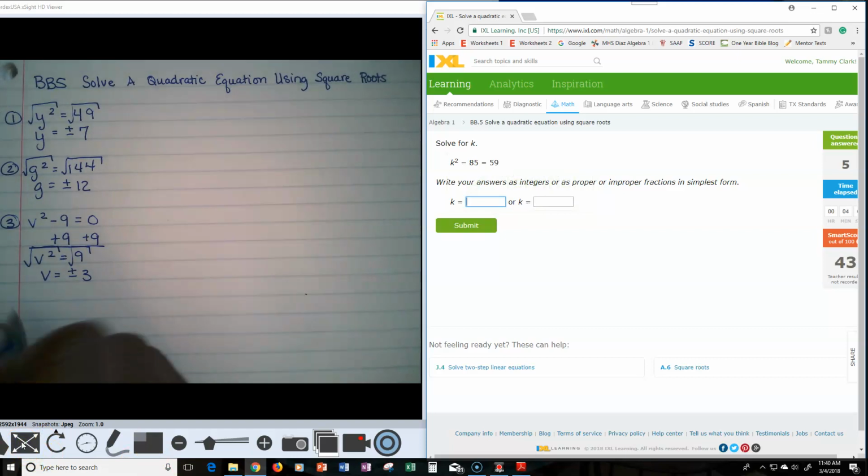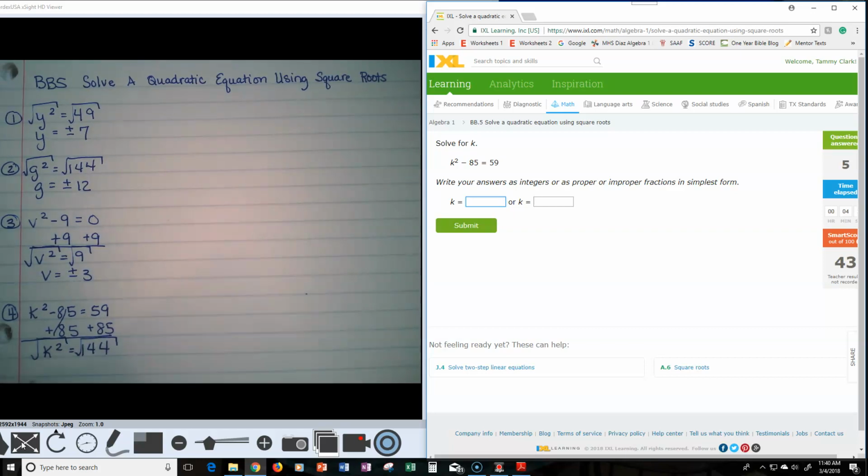As you can tell, I'm kind of skipping around here because I want to make sure that I hit everything that you might see. So this one, we've got k squared minus 85 is equal to 59. Again, we want to make sure that k squared is isolated and that the numbers are on the other side of the equal sign. So I'm going to add 85 to both sides, and I've got k squared is equal to 144. Now we follow our process. Take the square root of both sides, and we have k is equal to plus or minus 12.